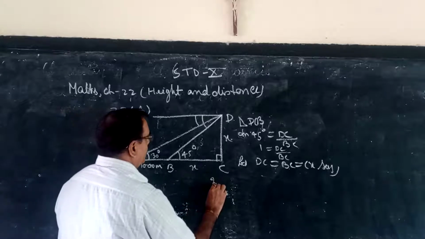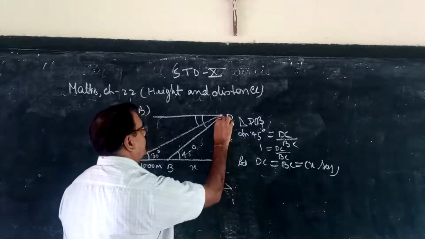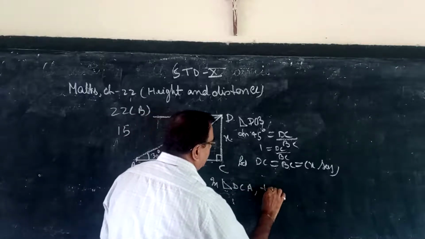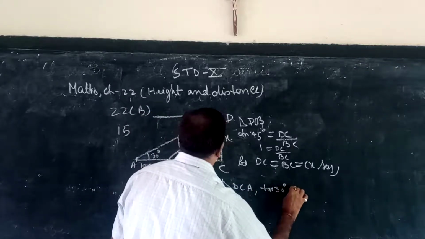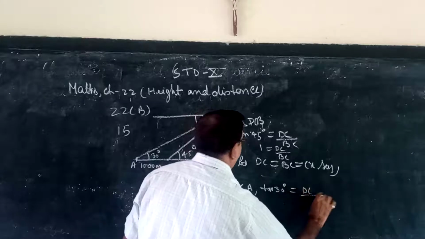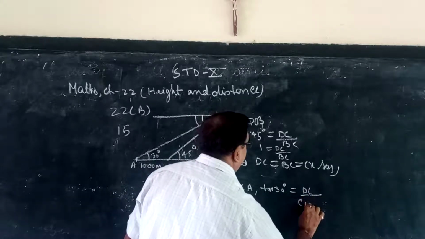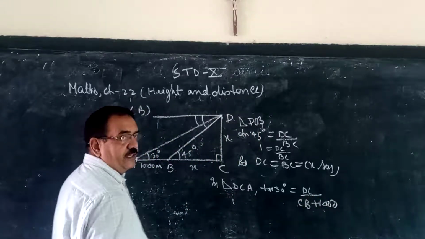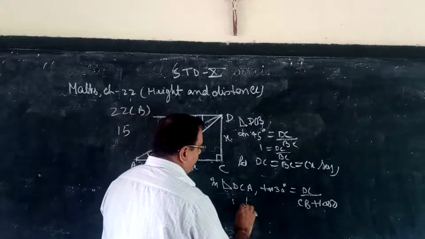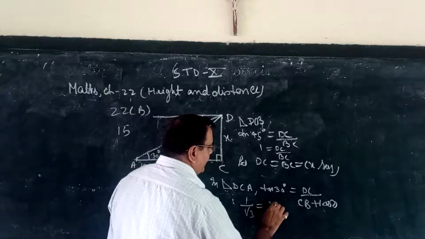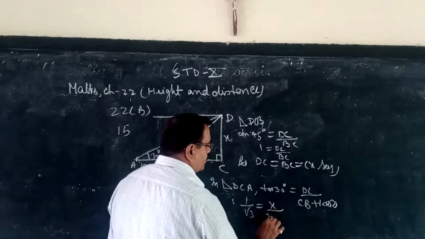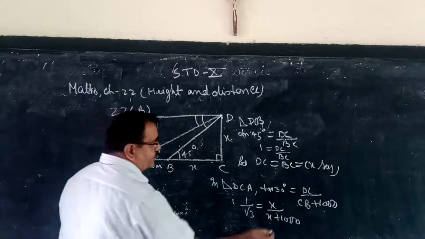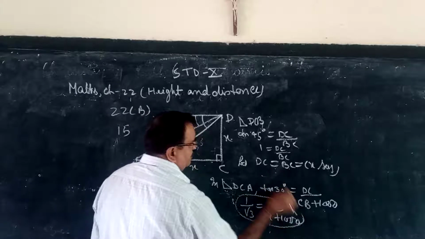Now in triangle DCA, tan 30 degree is equal to DC by CB plus 1000, because this distance of 1000 is given. So tan 30 is 1 by root 3, DC we have taken X, BC also X, plus 1000. Now you have to solve these equations.